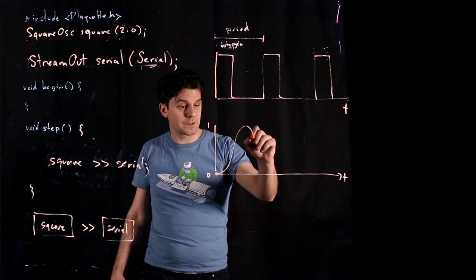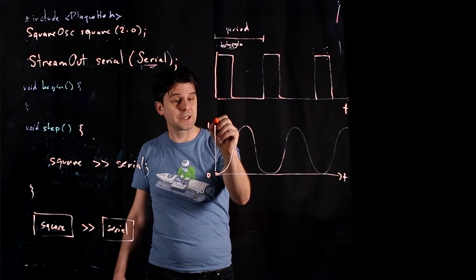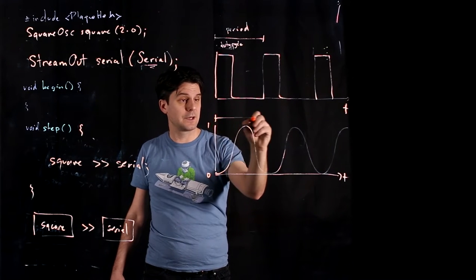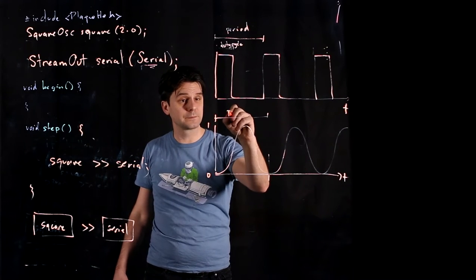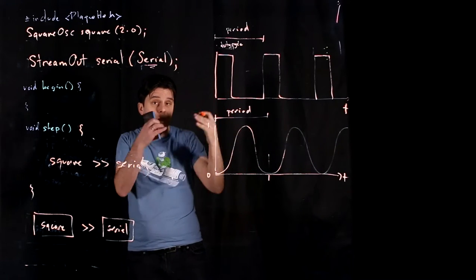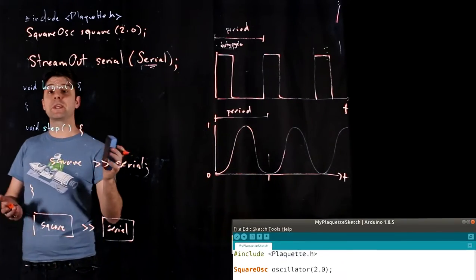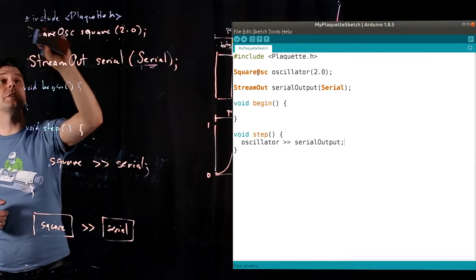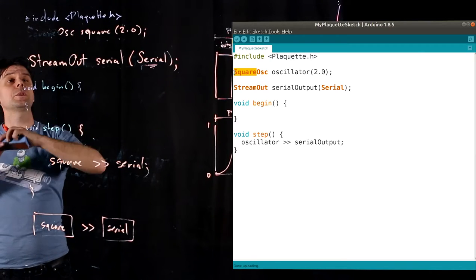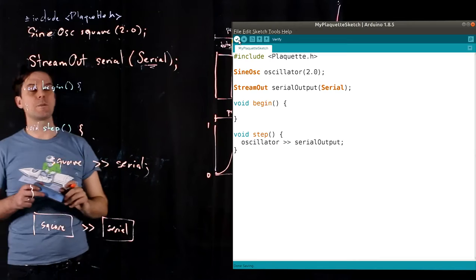So it goes a bit like this, and again it has a period. It is defined by a certain period at which the cycle repeats itself. If we want to create a sine oscillator, it's very easy. What we'll do is we'll simply use the SineOsc object.